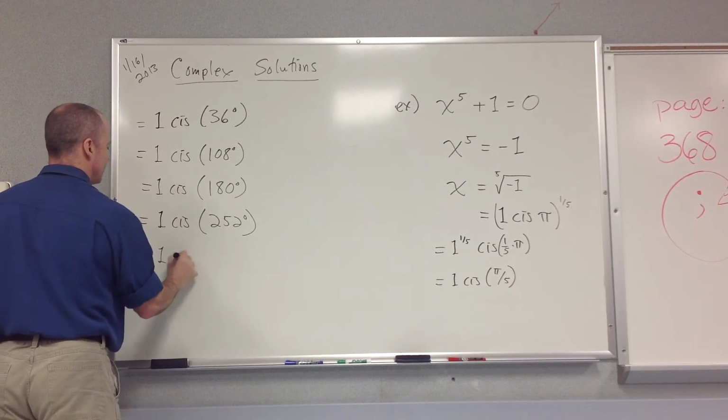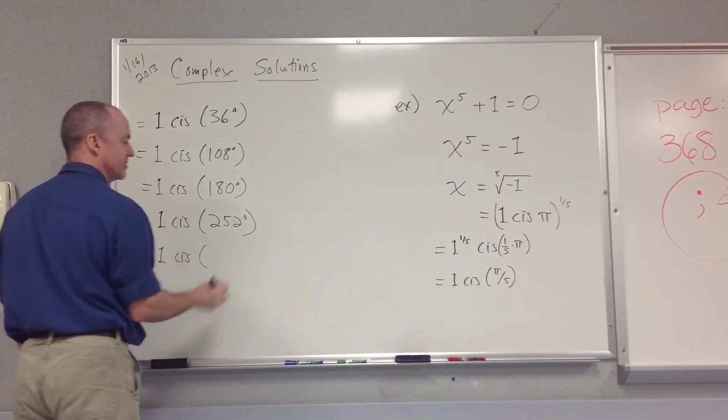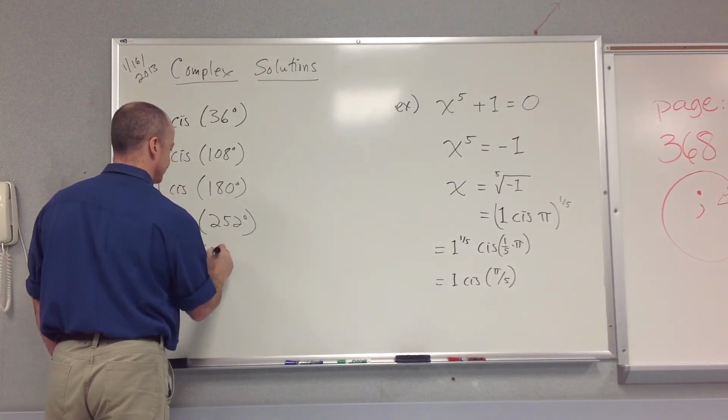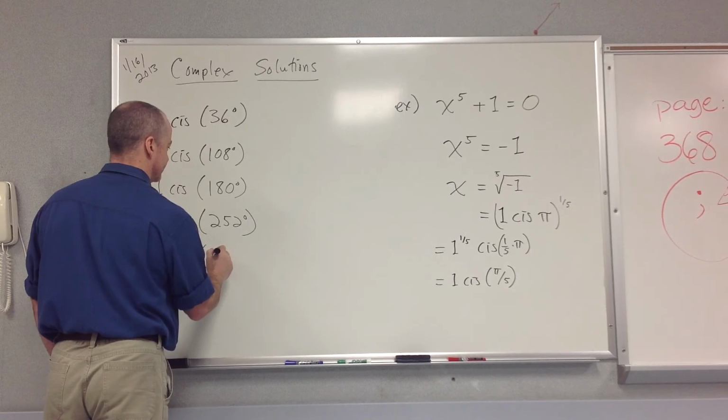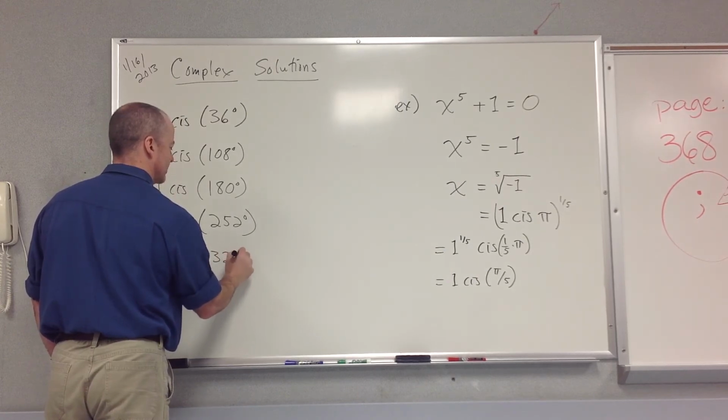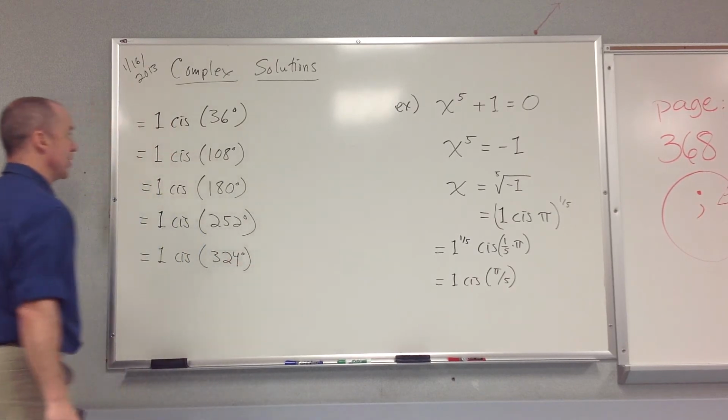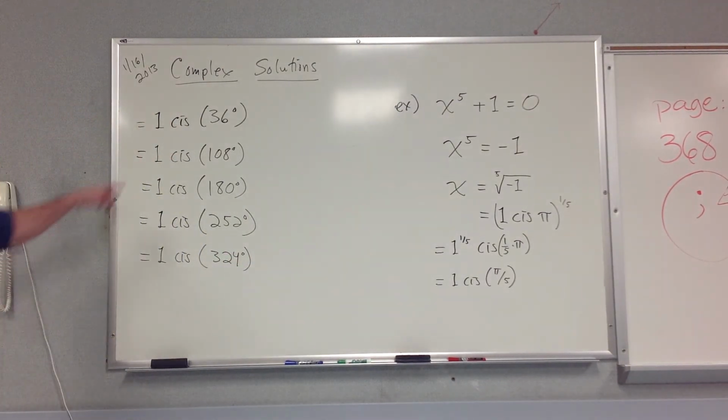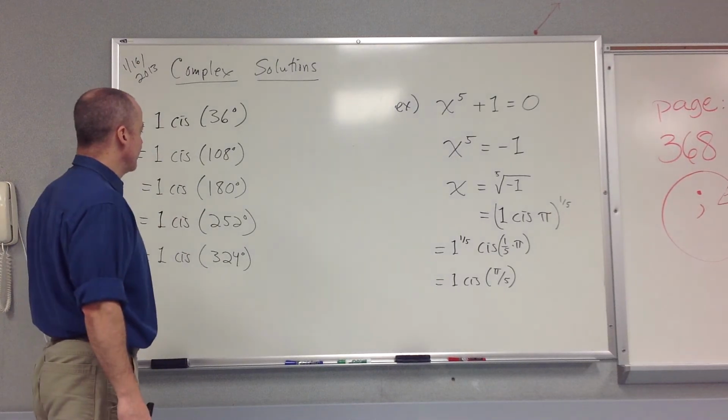And my last one, before I would start repeating myself, what is it? You're adding 72. So it should be 324. Another 72 would take me right back to here, so we'll stop there.